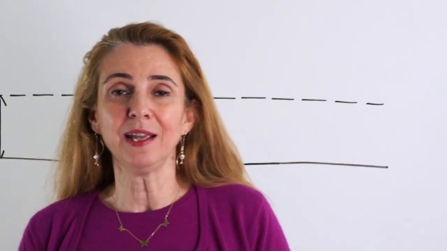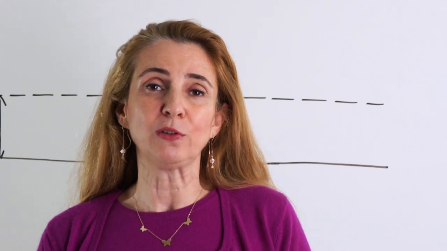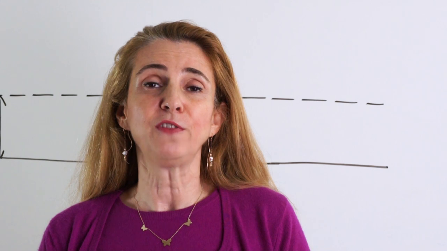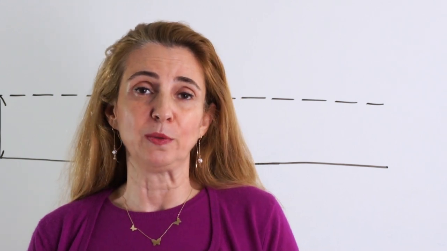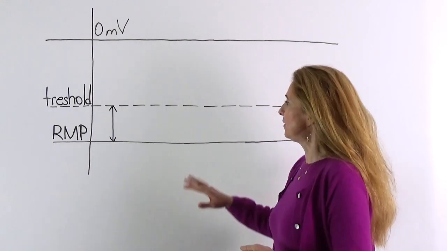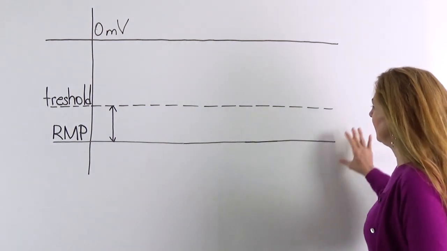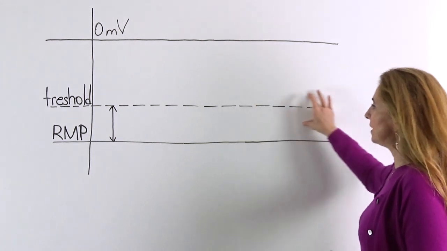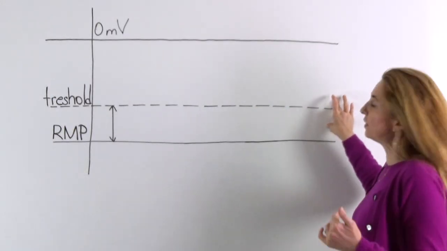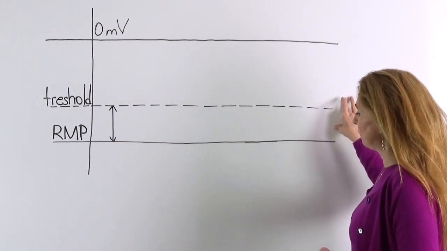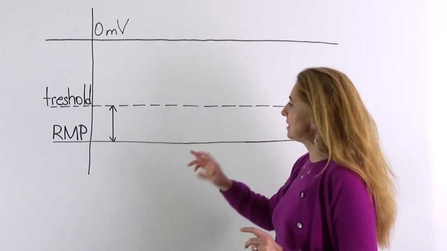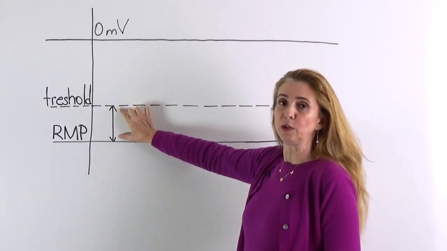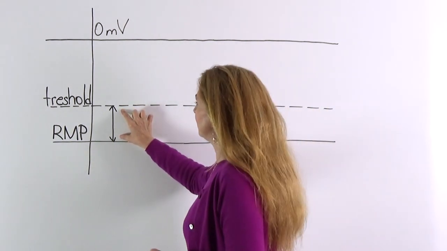I am Nesli, and in this video I will try to explain excitability of the cell and the factors that affect the excitability. So in this figure we see the resting membrane potential and a threshold which is a little less negative compared to the resting membrane potential. Excitability of a cell is determined by the distance between these two levels.